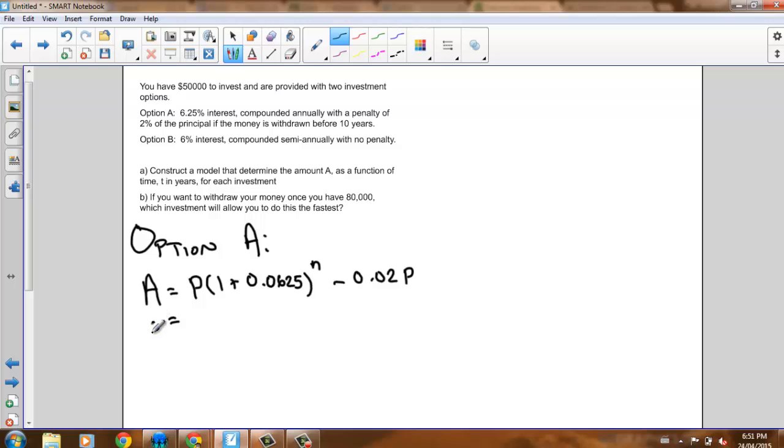So simplifying, my final amount is going to be equal to my principal times 1.0625 raised to the power of n minus the 2% of my principal.